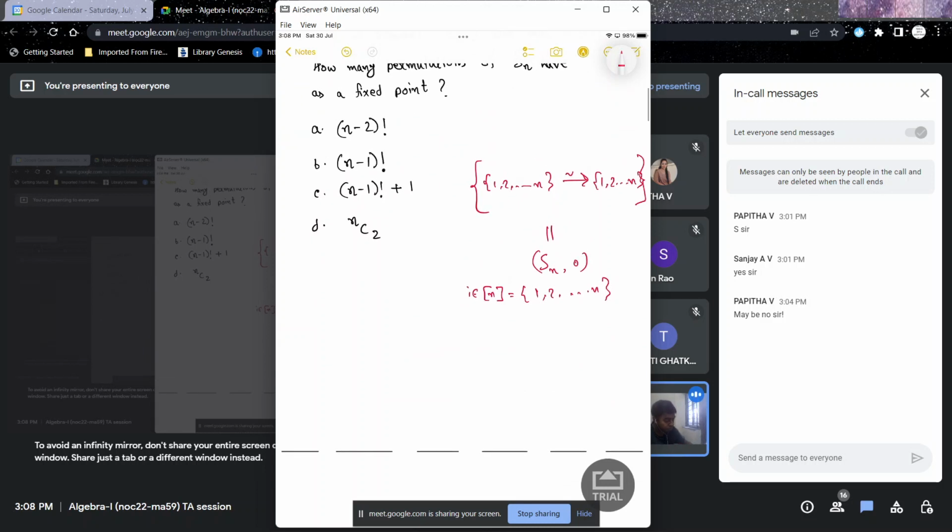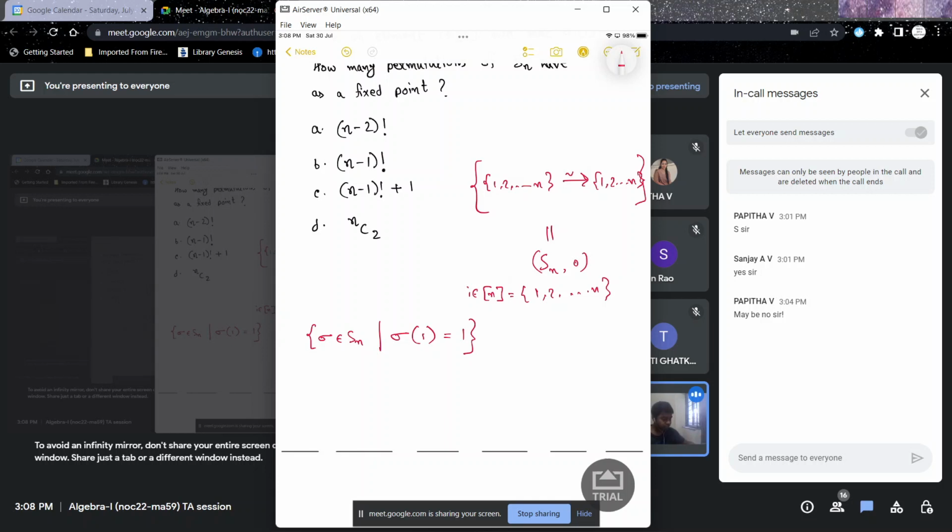In other words, you are required to find the cardinality of this set. So you take a permutation sigma in Sn such that sigma of 1 is equal to 1. That is, sigma maps 1 to itself. It may map other elements wherever it wants, but you have just one constraint, that sigma should map 1 to 1. You are required to find the number of such permutations which map 1 to 1.